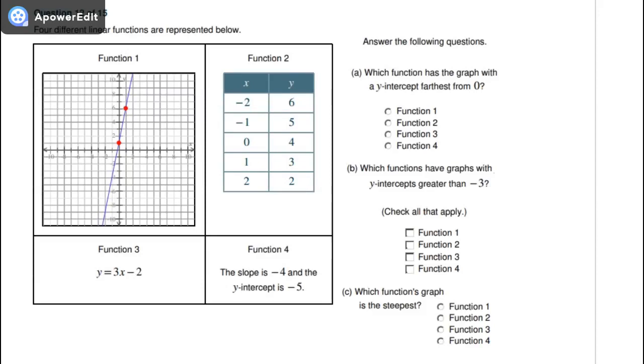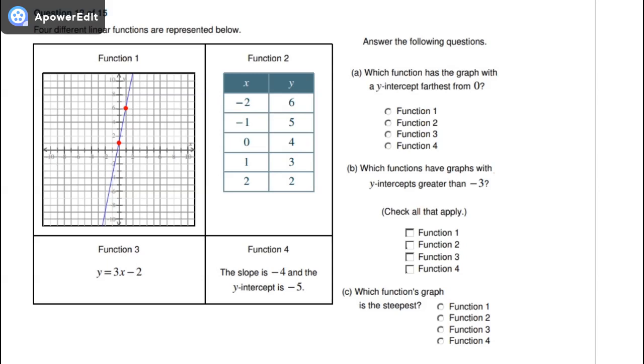We're on question number 12. Four different linear functions are represented below. So they give you four different forms of a linear function: a graph, a table, an equation, and the description of an equation. Answer the following question. Which function has the graph with a y-intercept farthest from 0?